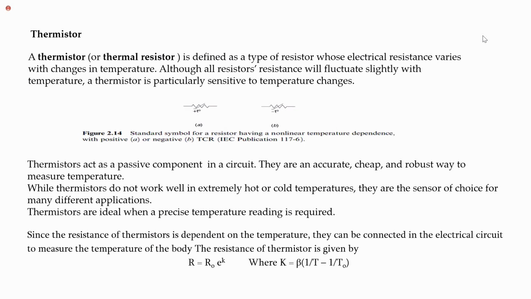Since the resistance of a thermistor is dependent on the temperature, they can be connected in an electrical circuit to measure the temperature of a body. The resistance of the thermistor is given by R = R0 e^k, where k = beta (1/T - 1/T0).